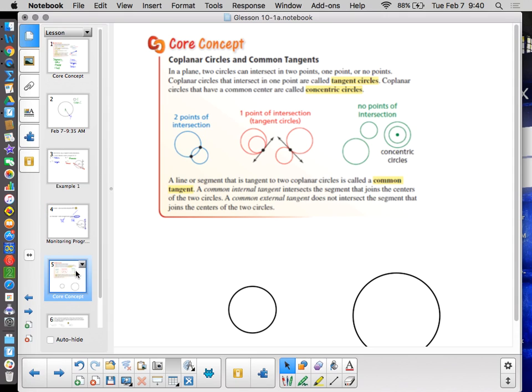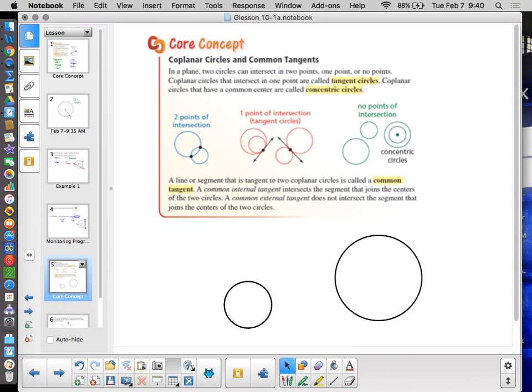Coplanar circles and common tangents. When I have two circles in the same plane, basically one of several things can happen. Here I got two circles. These two circles do not intersect. That's one of the things that can happen. Another thing that can happen is they intersect, but they just intersect externally. They're outside each other, but they intersect at one point. That's called externally tangent circles.